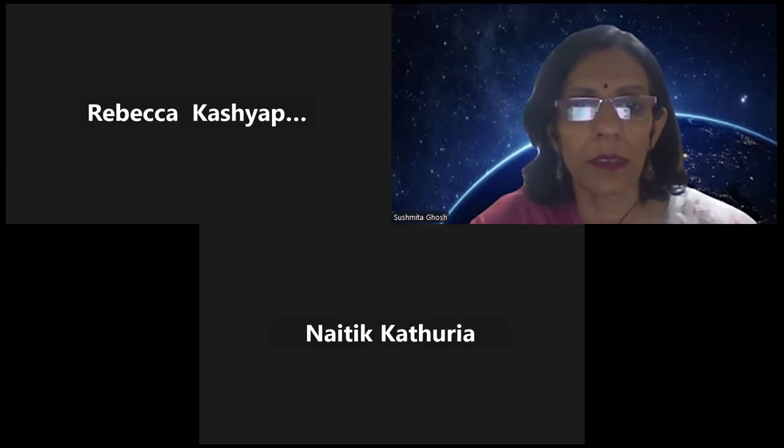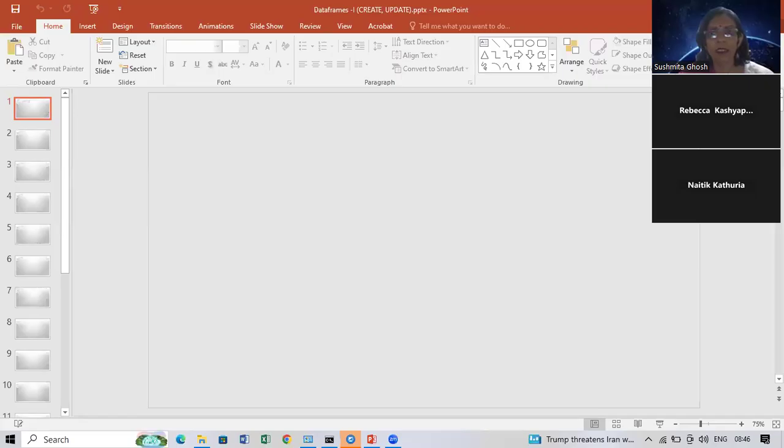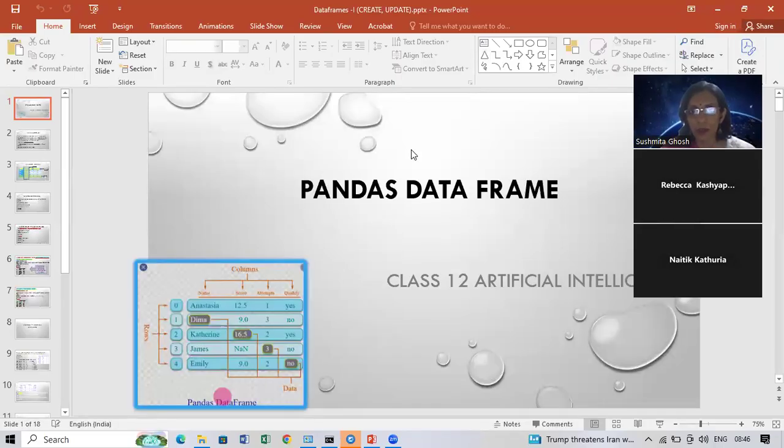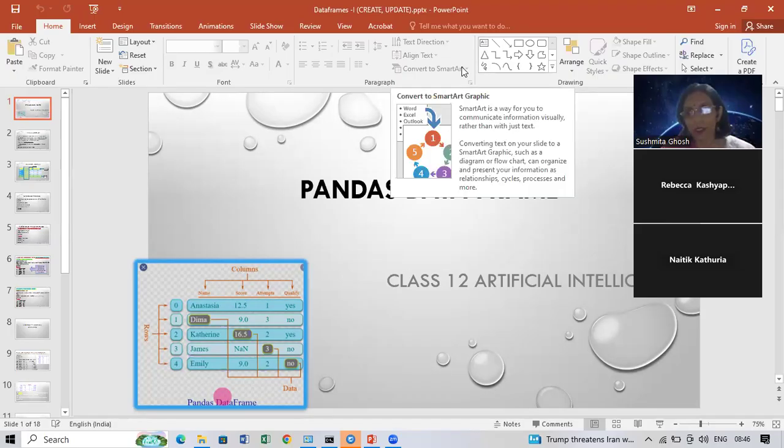Okay, so in the last class we worked with the series, one of the data structures of Pandas, right? And the basic feature of a series was that it is one-dimensional. It cannot be changed in terms of structure, so we say it is structure immutable, but yes, data mutable. Data can be changed, right?